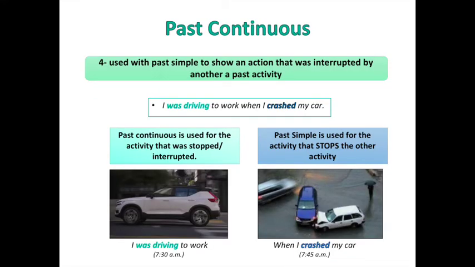Past continuous can also be used with past simple to show an action that was interrupted by another past action. For example, I was driving to work when I crashed my car. Past continuous is used for the activity that was stopped or interrupted, and past simple is used for the activity that stops the other activity.